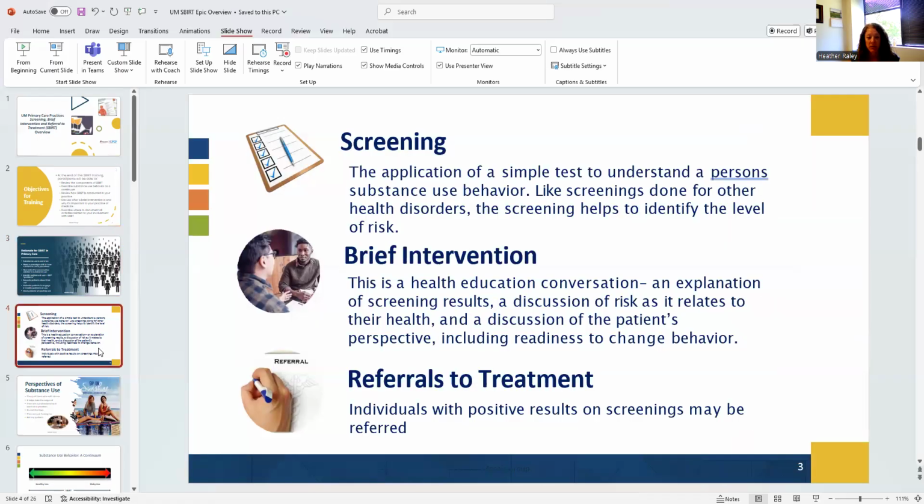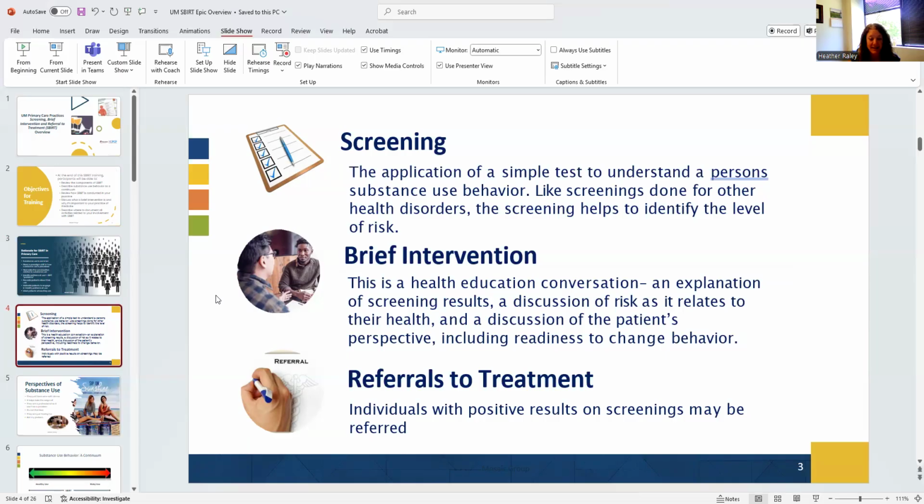So a little more detail about what SBIRT stands for. Screen is the application of a simple, validated screening tool, and we'll show the specific example used in the EPIC system today. Screening is just like for other health disorders, such as depression and colon cancer; screenings help identify the level of risk. Brief intervention is health education.